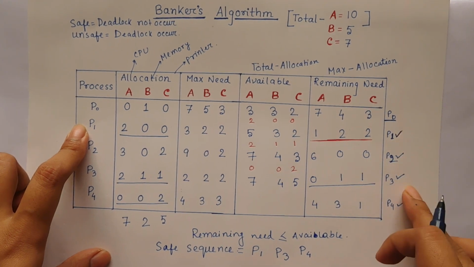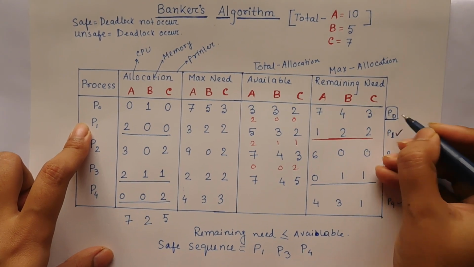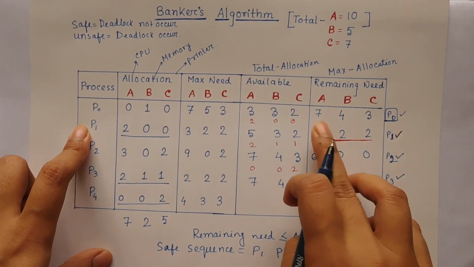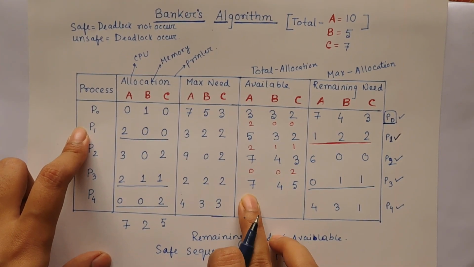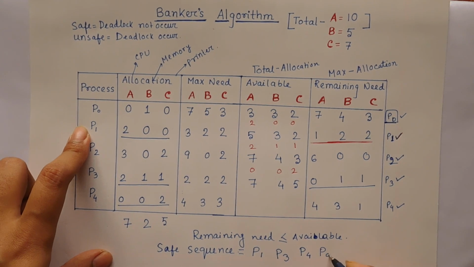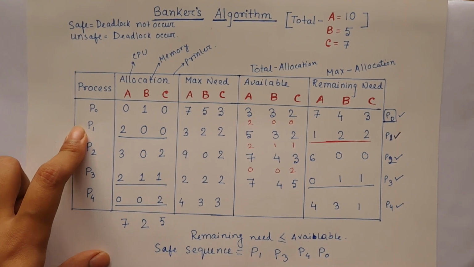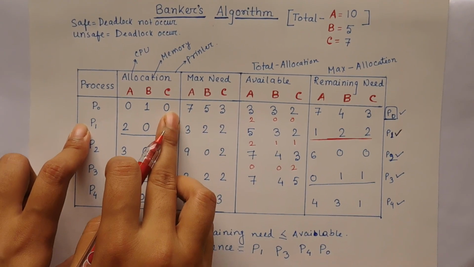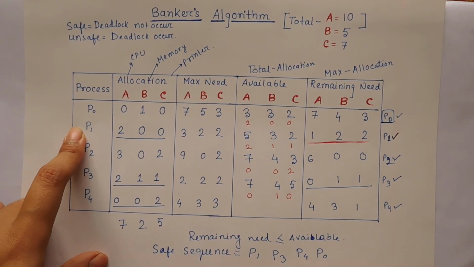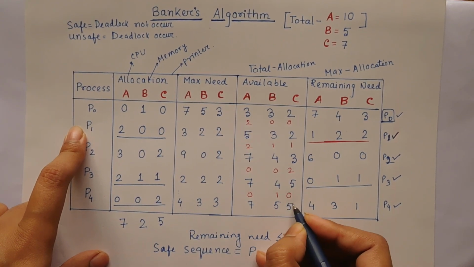Now we consider the remaining processes, at least one. Next we come to P0 again, and now for P0 the need is 7 4 3 and the available resources are 7 4 and 5. So P0 is executed easily now because it gets its resources. After P0 is executed, it releases its resources and they are added to the available resources. So it is 7 5 5 now.